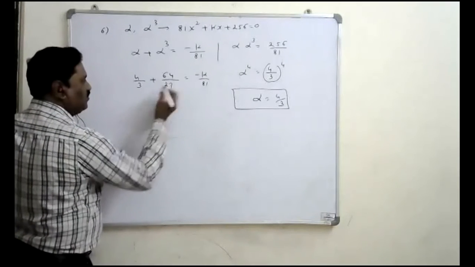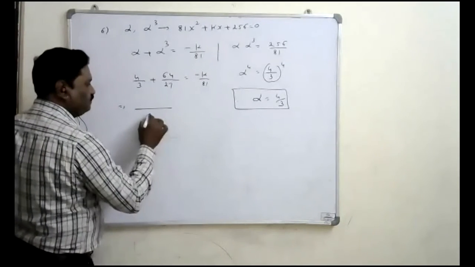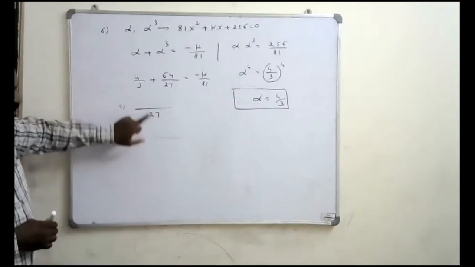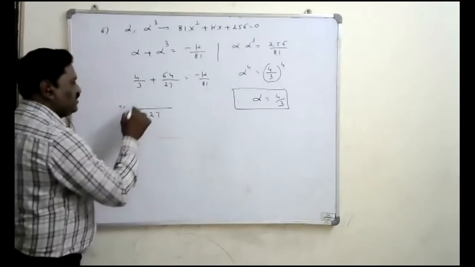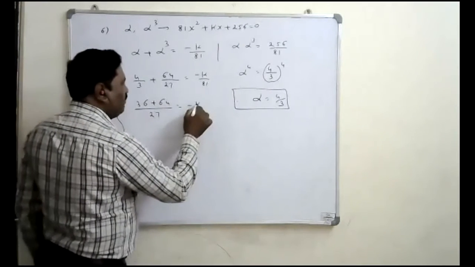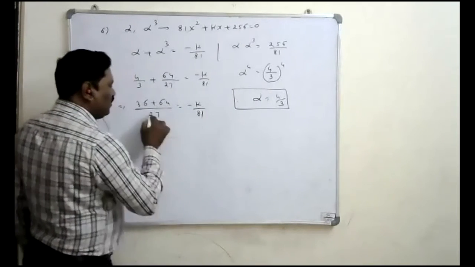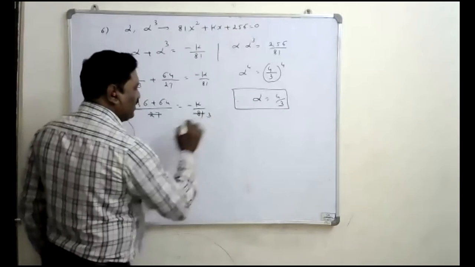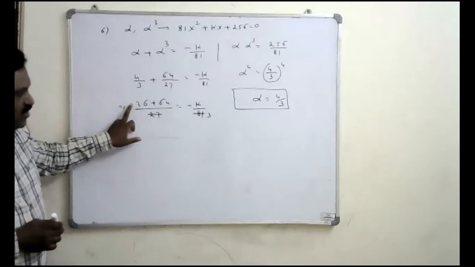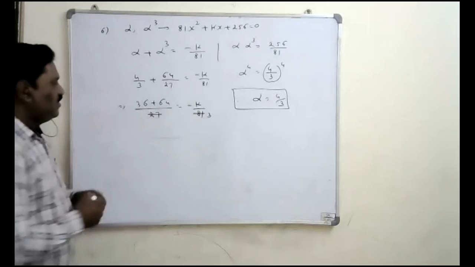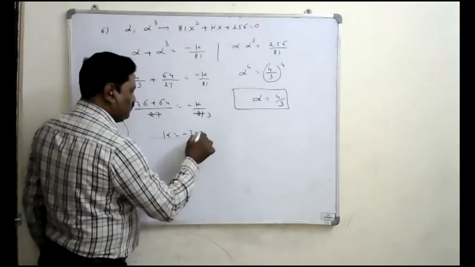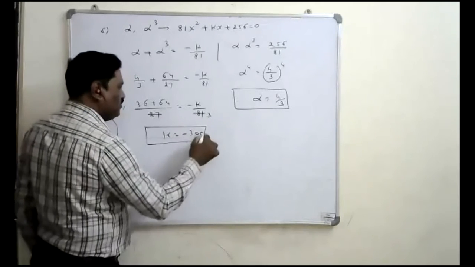LCM is 27. 3 9s are 27, 9 4s are 36, plus 64 is equal to minus k by 81. 27 ones are 27, and the 3s get cancelled. So 64 plus 36 is 100, and 100 into 3 is 300. Therefore the k value is minus 300. This is the answer, and it is there in the options.